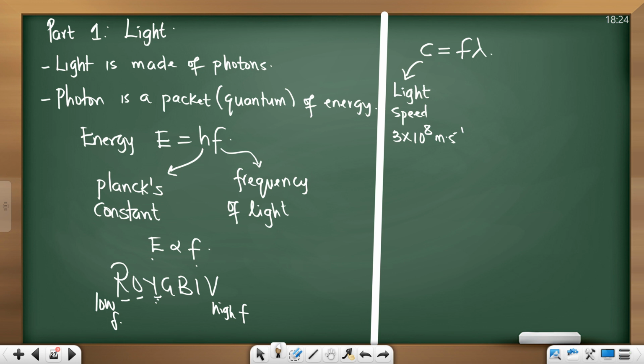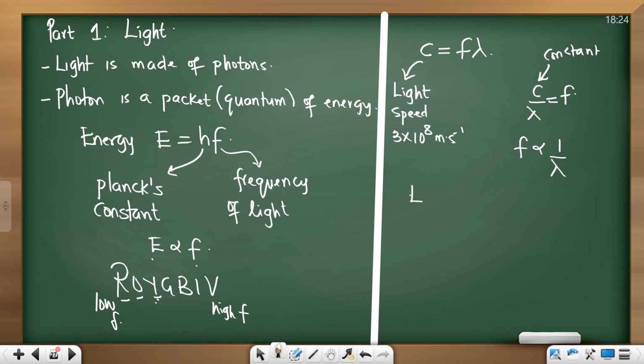All right. So, what we have here, you would now notice that if I divide both sides by wavelength, what would I get? C over lambda equals to what? F. And because this one is a constant, what do we know? Frequency is inversely proportional to wavelength. Please, this is very important now. Frequency is inversely proportional to wavelength.